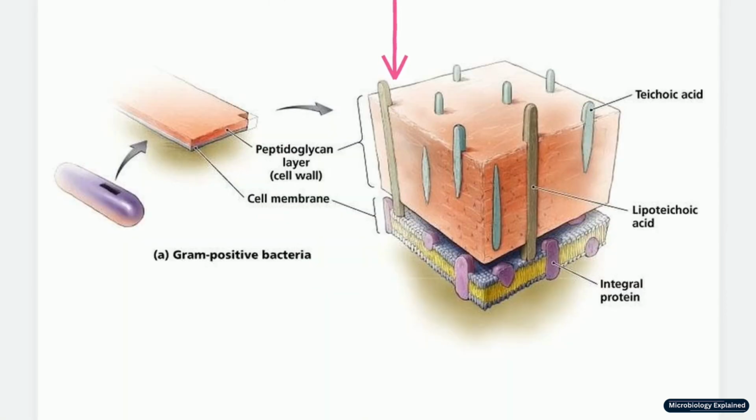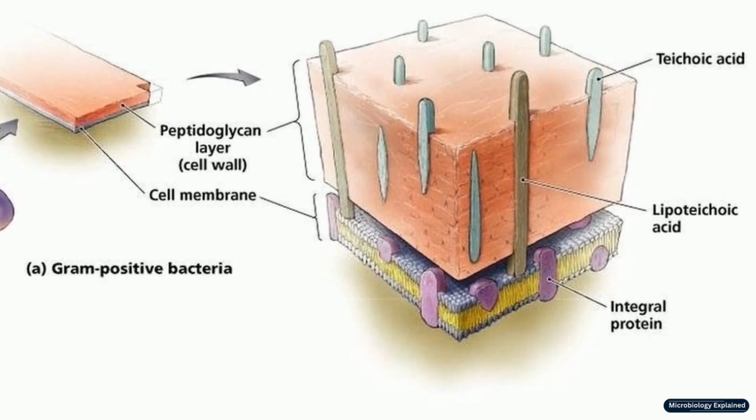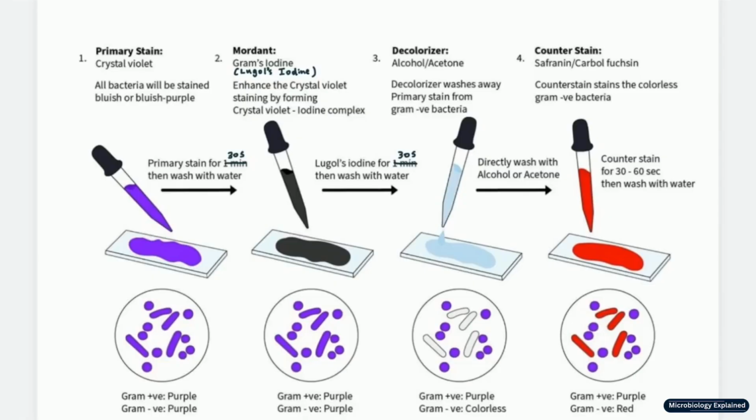The alcohol dehydrates their thick peptidoglycan layer. This causes the mesh-like structure to shrink and compress, securely clamping down on the large dye complexes and trapping them inside. If we stopped the procedure right here and put the slide back under the microscope, what colors would we see? Gram-positive cells remain deep purple, but gram-negative cells, having lost their dye, are completely invisible against the background. To fix this, we flood the slide with a counterstain for 30 seconds. The empty gram-negative cells absorb this dye, turning pink.